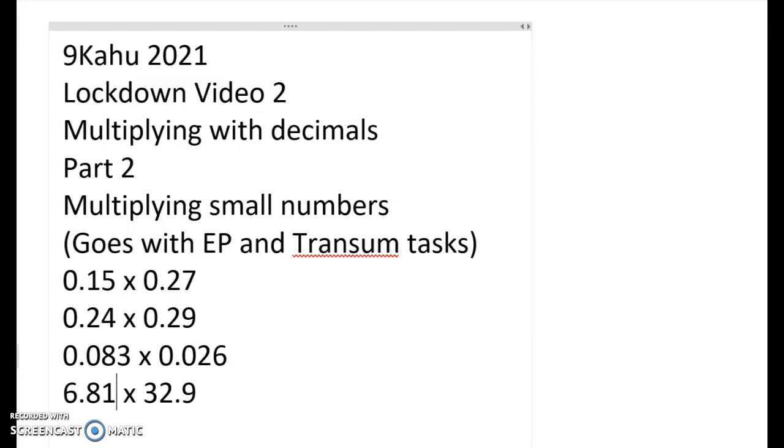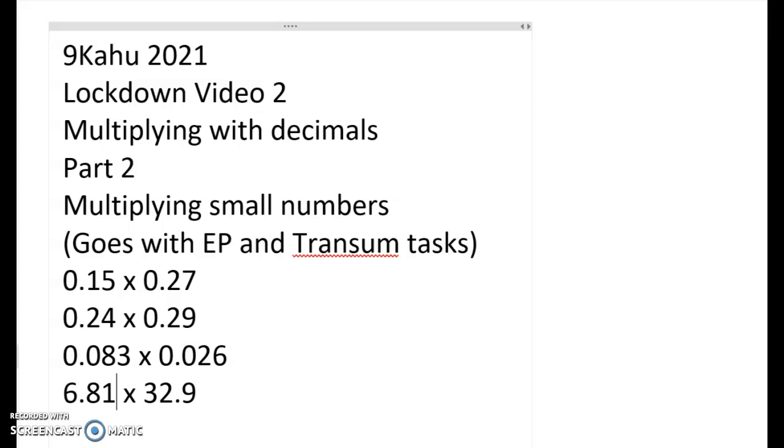So in the first one this morning, I went through how to use the grid method or the lattice method to multiply numbers together when you haven't got a calculator. In this video, I want to look at how we can multiply small numbers. And I'm going to start off with doing this slowly, and then we're going to see a couple of really quick shortcuts to be able to do this faster.